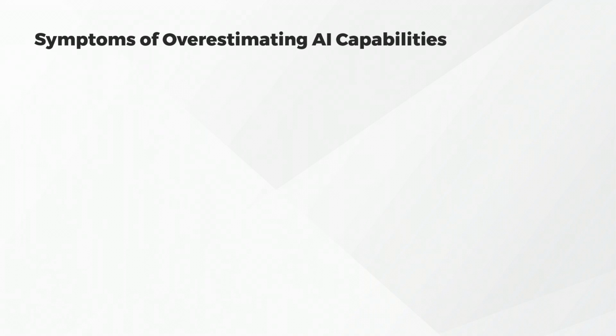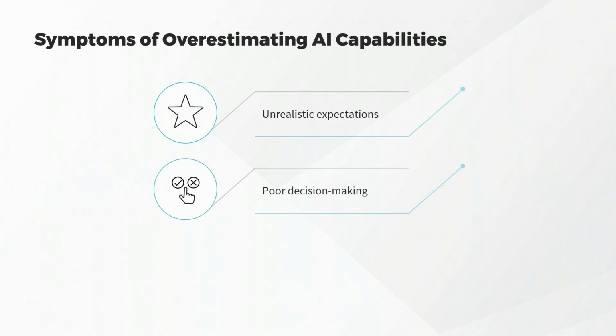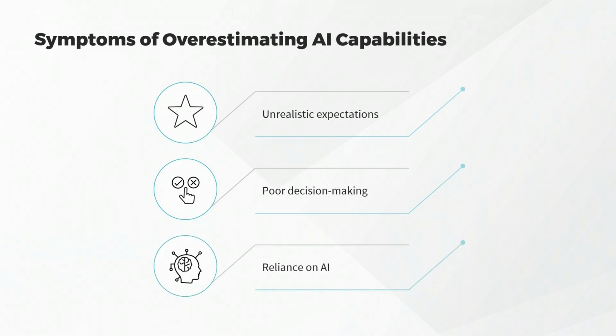Another challenge deals with the symptoms of overestimating AI capabilities. Overestimating AI capabilities can result in unrealistic expectations, poor decision making, and excessive reliance on AI technologies. Overestimating AI capabilities can lead to unrealistic expectations regarding AI performance, functionality, and impact, resulting in disappointment, disillusionment, and skepticism about AI's potential. And relying too heavily on AI technologies without considering their limitations or context specific factors can lead to poor decision making, suboptimal outcomes, and missed opportunities for human judgment and intervention.